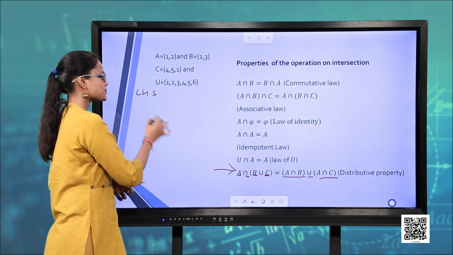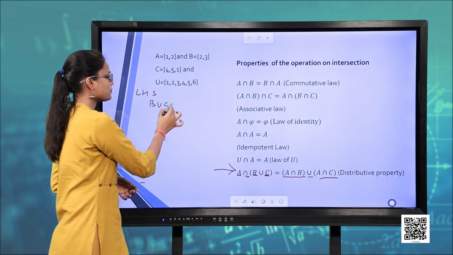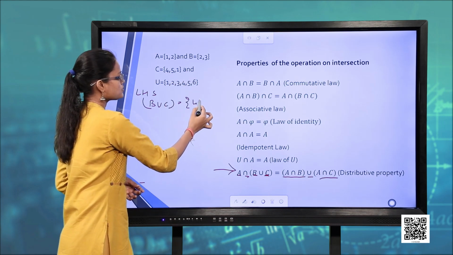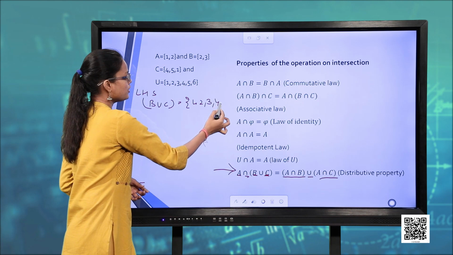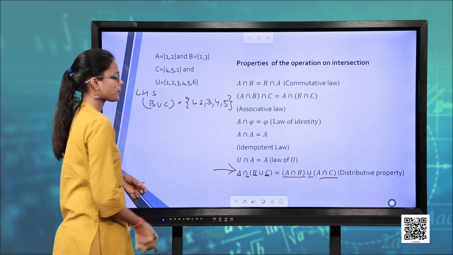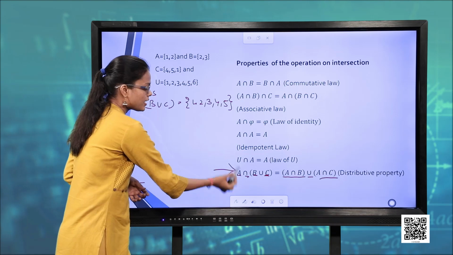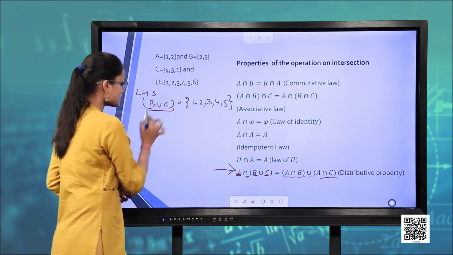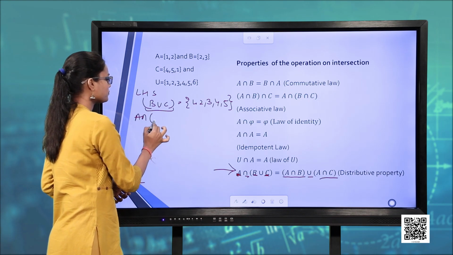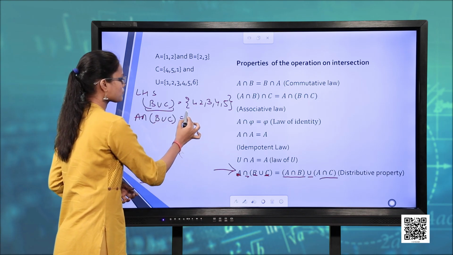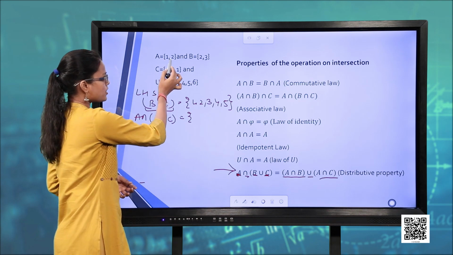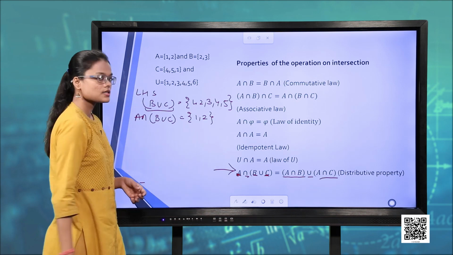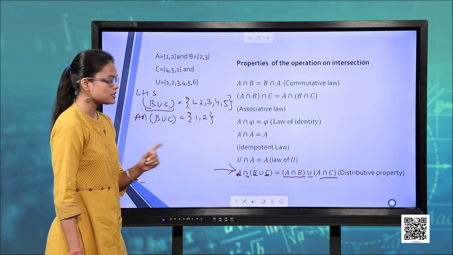LHS, first we have to find B union C. What is it? 1, 2, 3, 4 and 5. Now, we have to take the intersection of A with B union C. A is 1, 2, and the common elements are 1, 2. So, the intersection is a set consisting of two elements, 1 and 2.